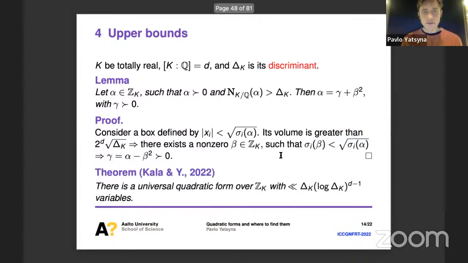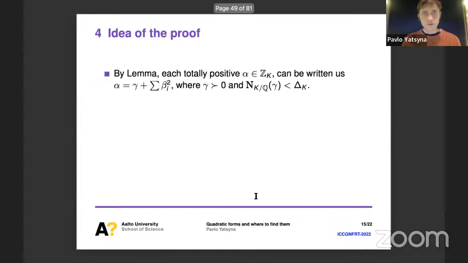So we use this lemma to prove the following theorem. We show that a universal quadratic form over any totally real number field of degree d has fewer than discriminant to the power k log of discriminant to the d minus 1 variables. And the idea of the proof is the following. From the lemma, we know that any totally positive integer can be written as some gamma plus a sum of squares. So we just do it recursively.